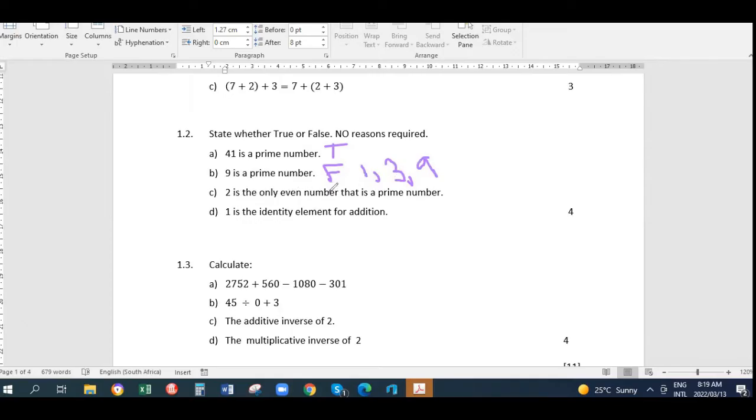2 is the only even number that is prime. The answer is true. 2 has only two factors, 1 and itself, which is 2. 1 and 2 are the factors of 2. So it's a prime number. Remember, a prime number has only two factors.